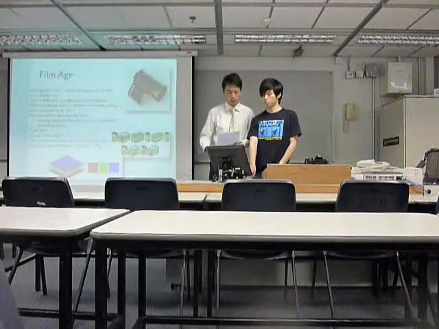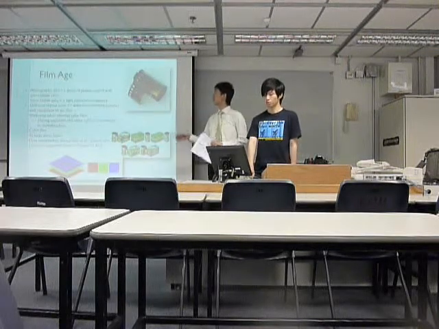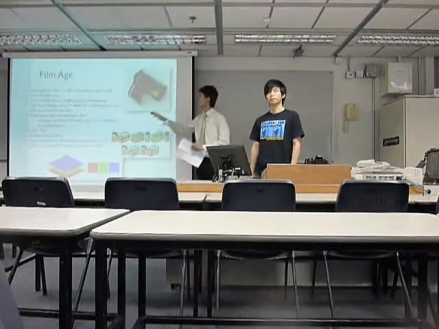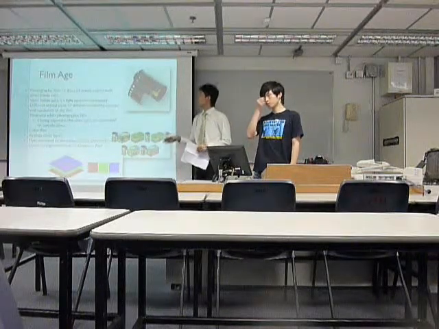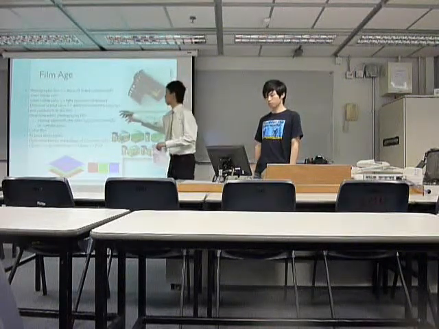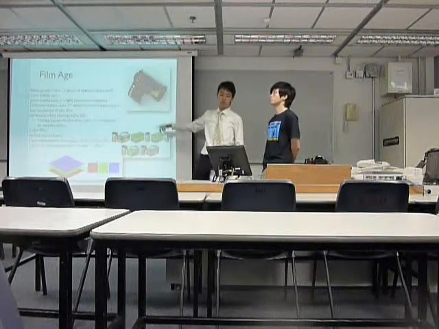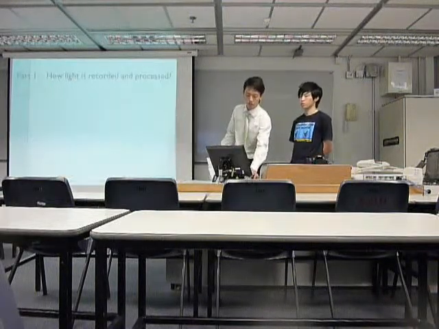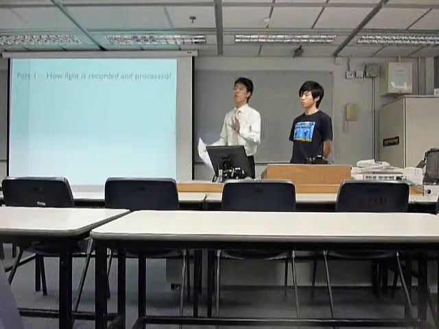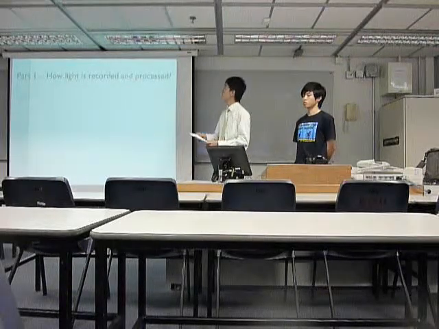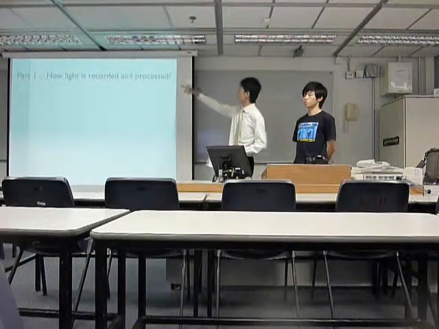Of course, it works with light. Photograph means drawing with light. Next. Before CCD was invented, we still used film to record the image. And film uses a chemical method to save the image on the film. The first part we're going to talk about is how light is recorded and persisted.